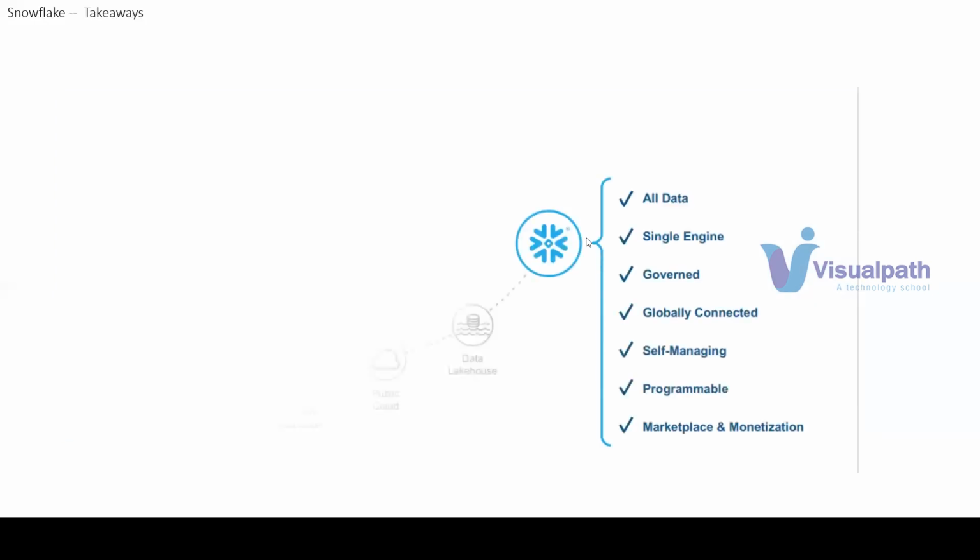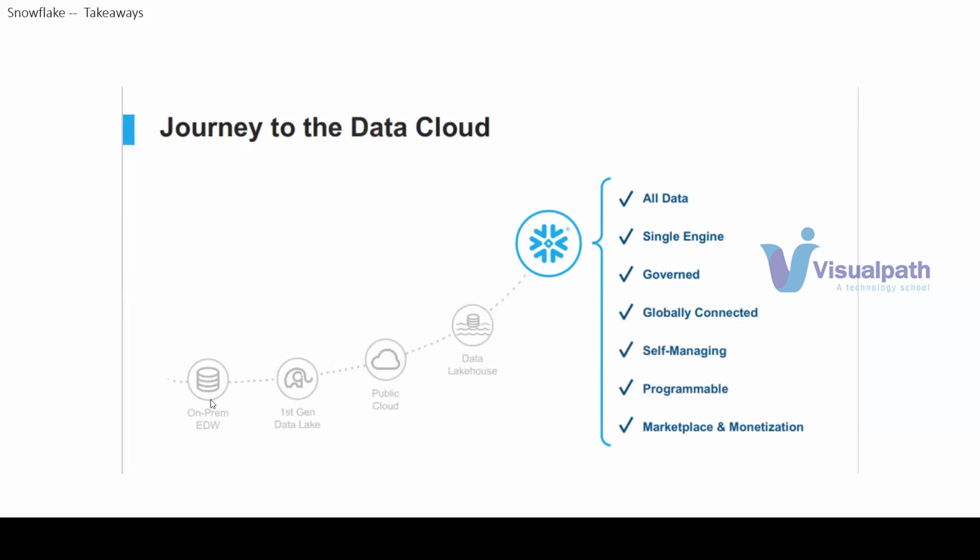And then this is our journey that started. We started with the on-premise database. We started with the first generation data lake, which is your big data. Then we went into the public cloud like AWS, Azure, Rackspace, and all those things. Then we came into the data lakehouse, which we have been calling, and finally we have arrived at this Snowflake single engine: globally connected, self-managing, programmable, with marketplace and monetization. These are all the things that you can see in Snowflake at this point of time.